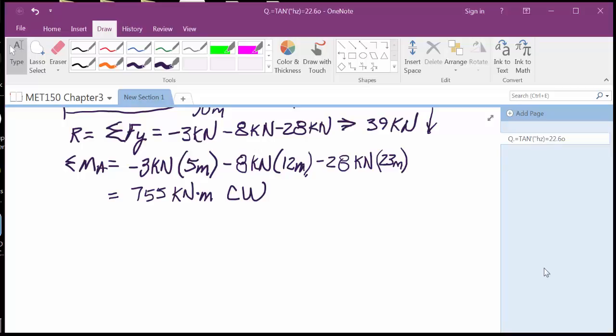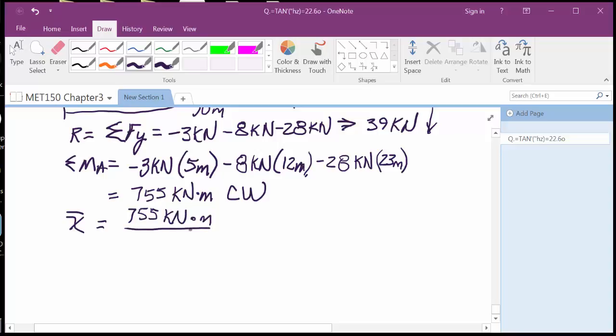Good to go? So, now they're calling that X bar. I didn't label that as X bar. Equals what? It was the moment over the reaction, or the resultant force, right? So it's 755 kilonewton meters over 39 kilonewtons. The kilonewtons cancel out, and you're left with meters. Remember, units are important. And that, according to the book, is 19.4.